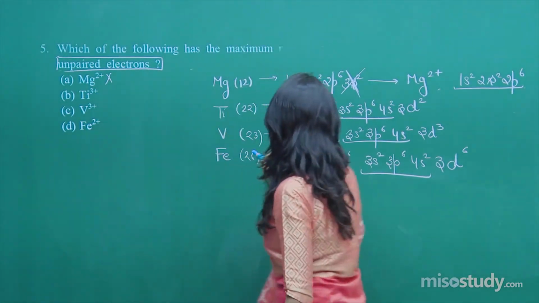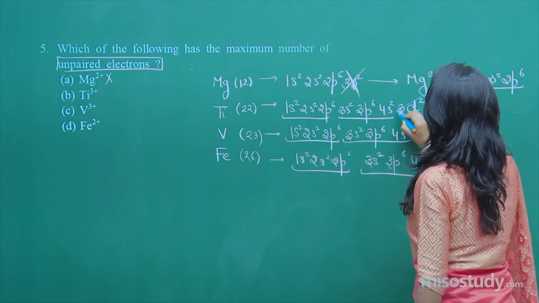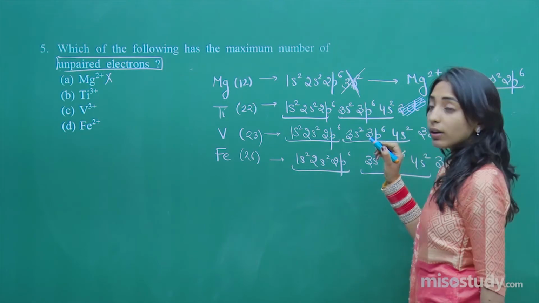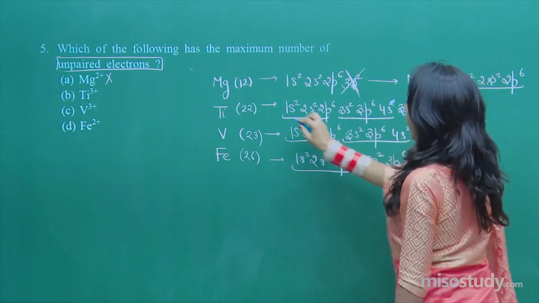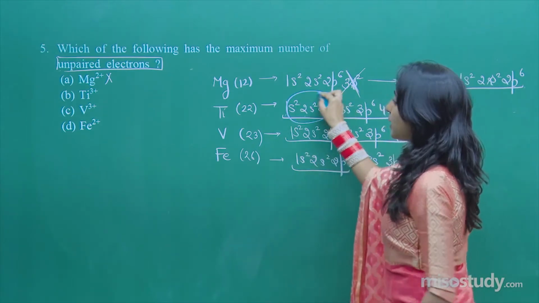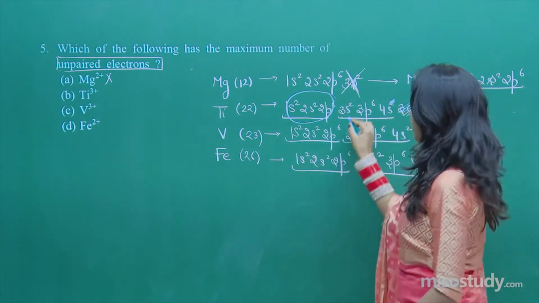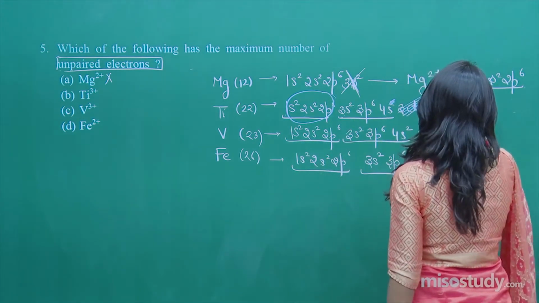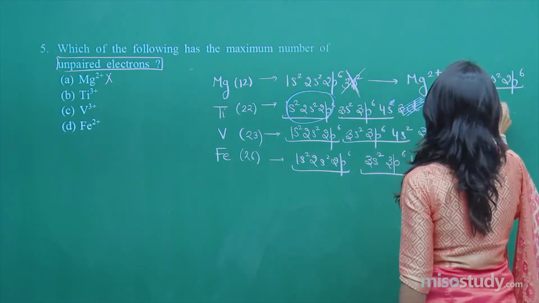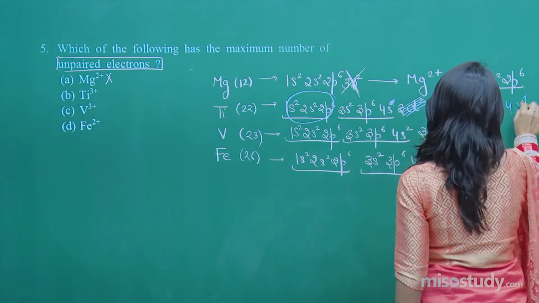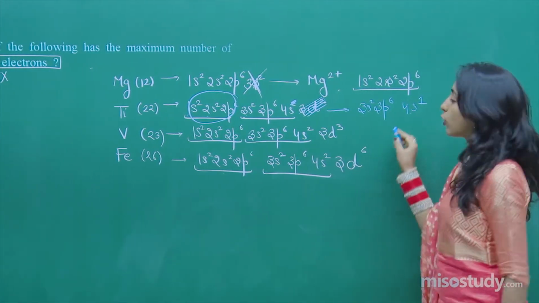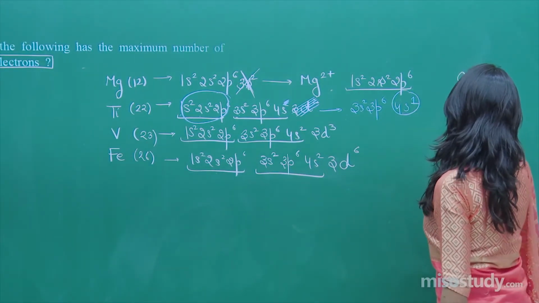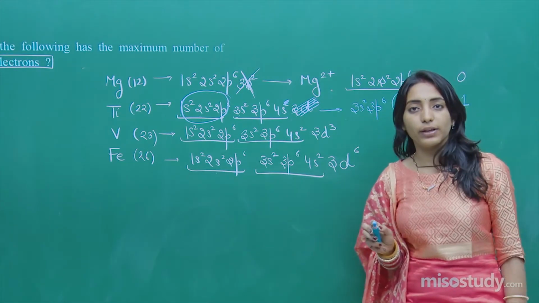Titanium is 3+. So let's remove 3 electrons. 2 of these are gone and 1 4s is gone. So overall we will be having 1s2, 2s2, 2p6. This is completely paired, of no use. Then I have 3s2, 3p6 and 4s1. Now 3s2, 3p6 are paired. The only single electron is 4s1. So overall 1 unpaired electron.